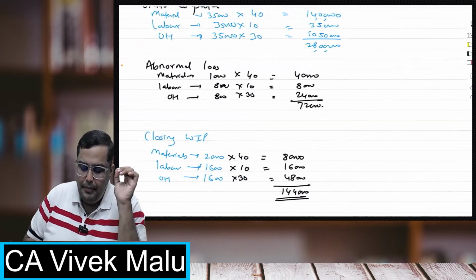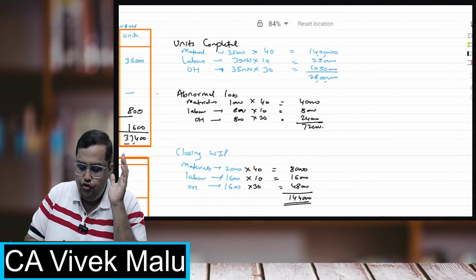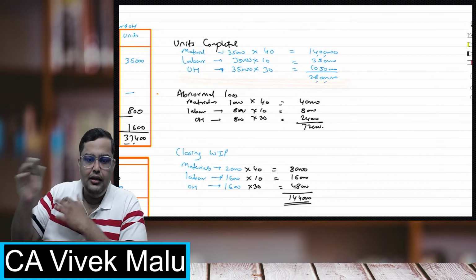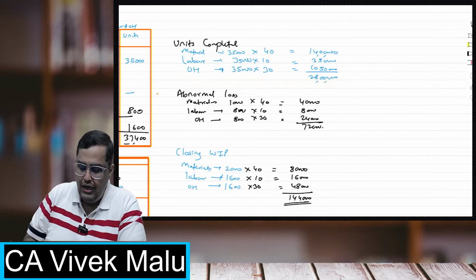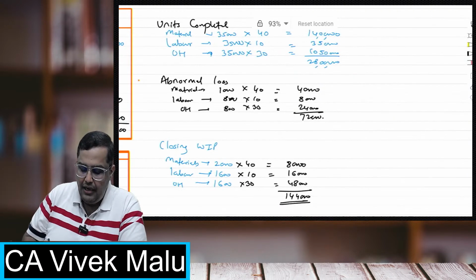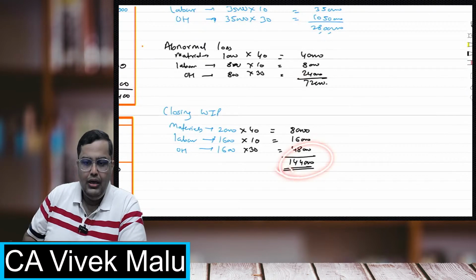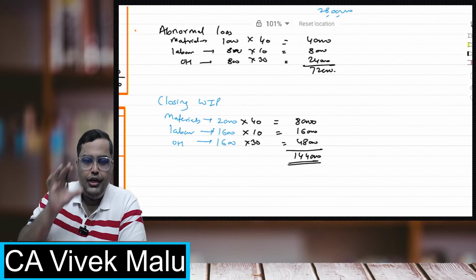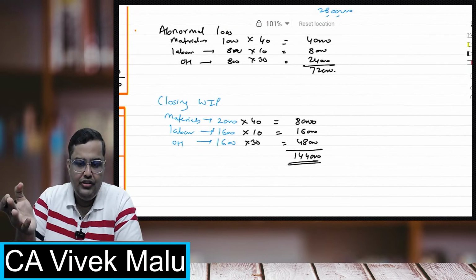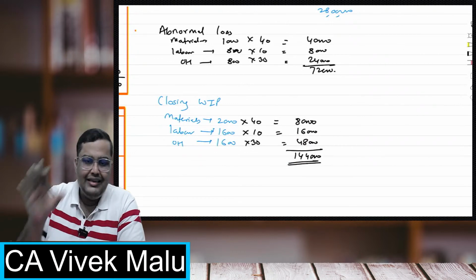Whenever you make a process account, you should know that when we write the entry for by process 2, I'll write this figure. When I write by abnormal loss account, I'll write this figure. By balance carried down, I'll write this figure, like that. So these figures will be put in the process account straight away. So that is the sequence.